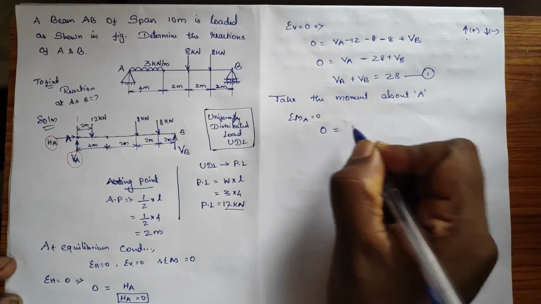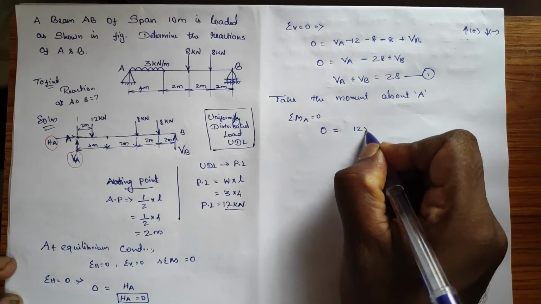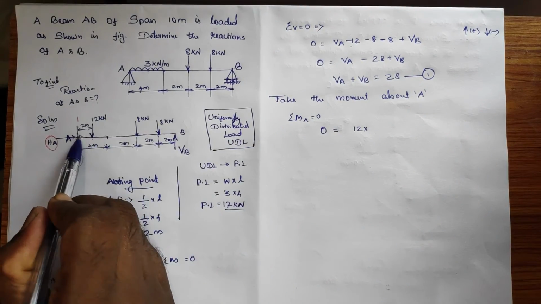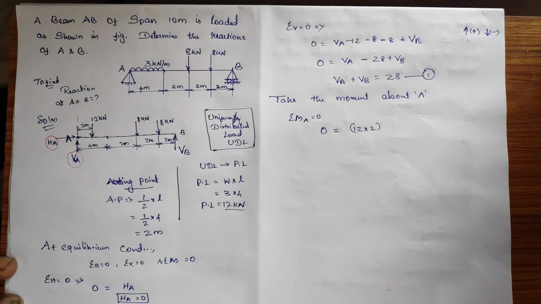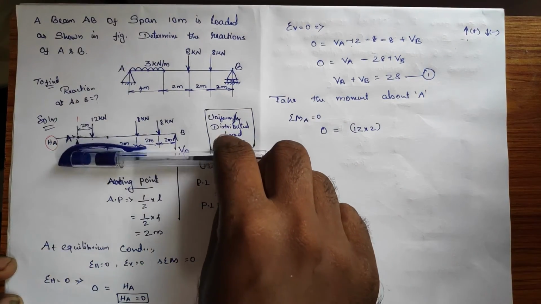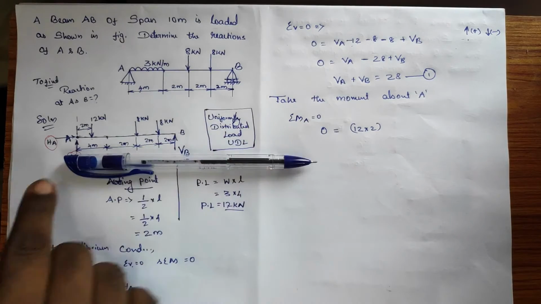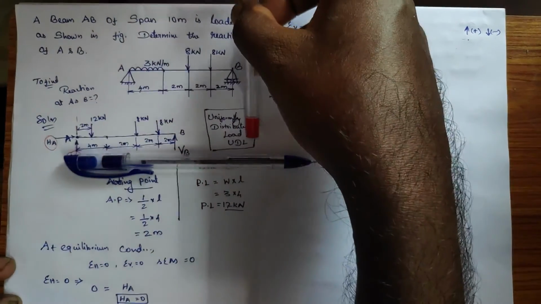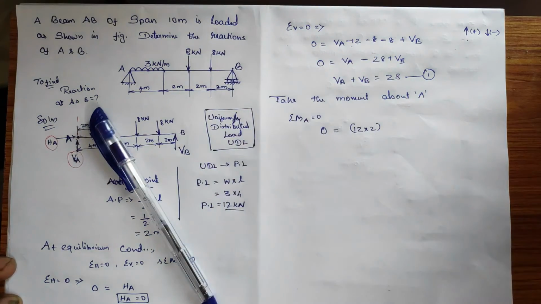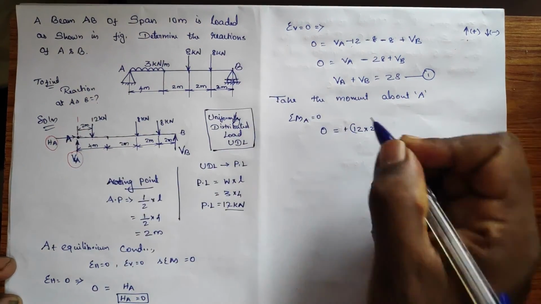So 0 is equal to 12 into its perpendicular distance. Its perpendicular distance about A is 2. And what about the direction, clockwise or anti-clockwise? This end is A and this is how the 12 kilonewton force is acting. So how does it rotate? It rotates in the clockwise direction, so it is positive.